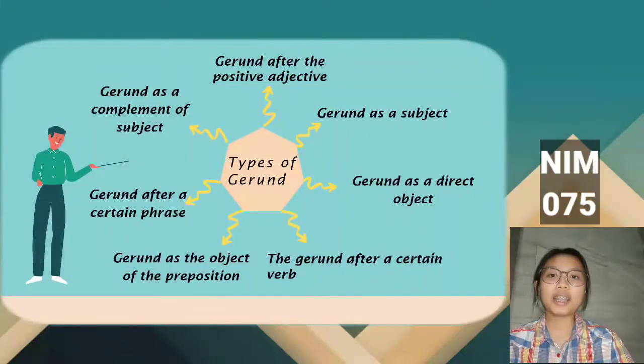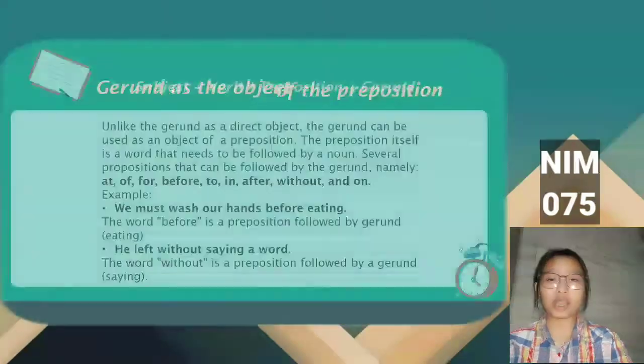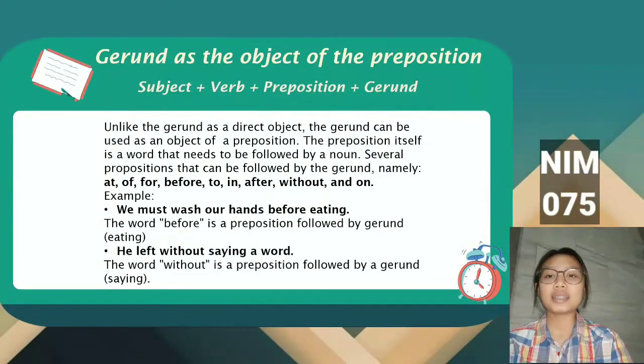Number 3. Gerund as an object of the preposition. Unlike the gerund as a direct object, gerund can be used as an object of the preposition. Preposition itself is a word that needs to be followed by a noun. Several prepositions that can be followed by a gerund, namely at, for, of, before, to, in, after, without, and on. The pattern is subject plus verb plus preposition plus gerund.